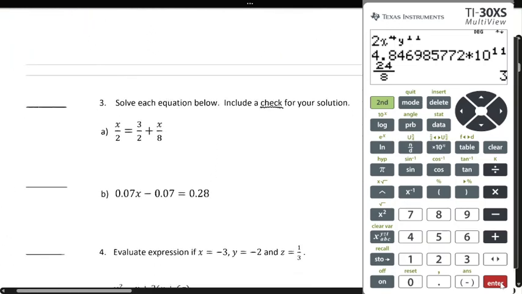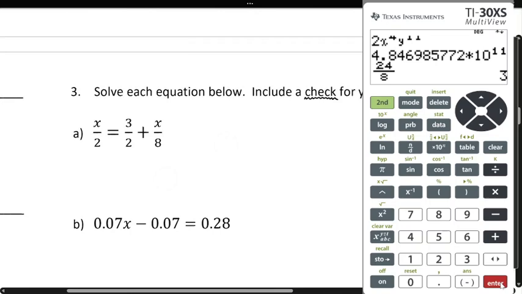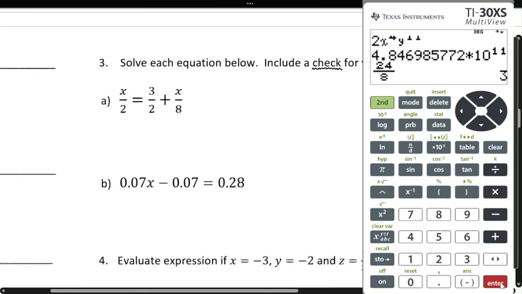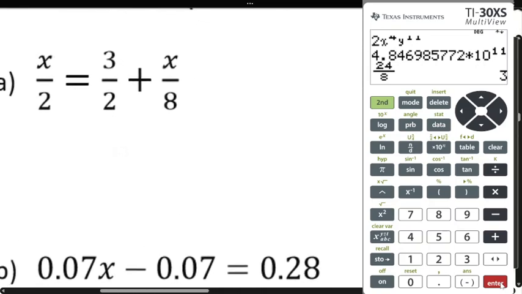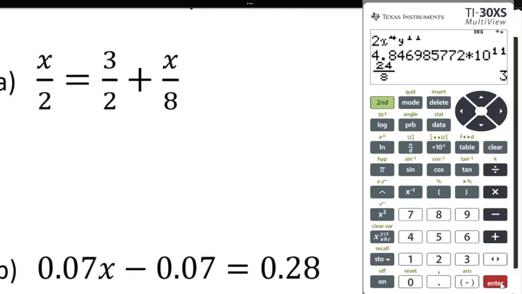Down in page 2, we're asked to solve each equation below, and there's just 2 of them. And it says include a check for your solution. So this first equation is a nice example of the idea we've talked about of fraction busters. I can get rid of the fractions here by multiplying by an appropriate number that would wipe them all out. The reason I can do that is that if I have an equation, I can multiply both sides of it by the same value, and I don't change the solutions to that equation. I just tweak the equation.